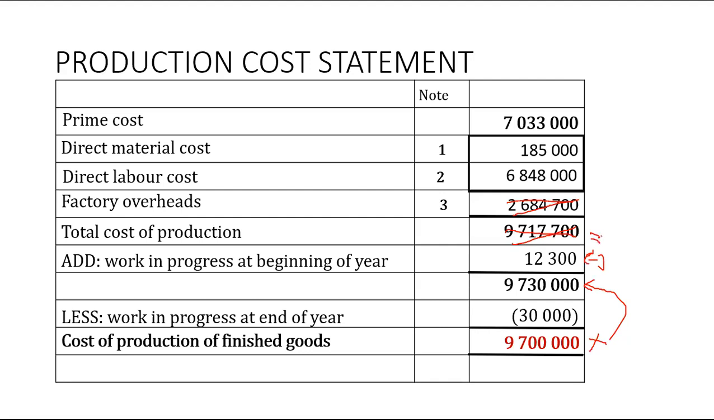Once you have this, you just take this and you subtract your prime cost, then you will get your factory overheads. So they'll just try to trick you, but once you know what you're doing, it'll be quite easy for you to get things.